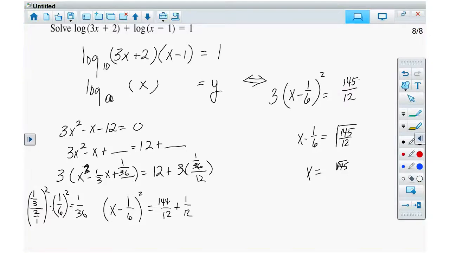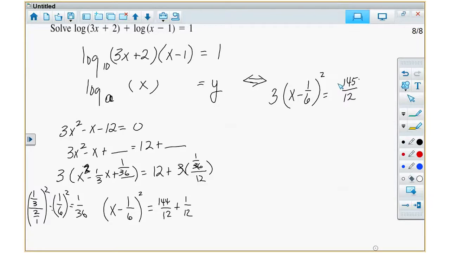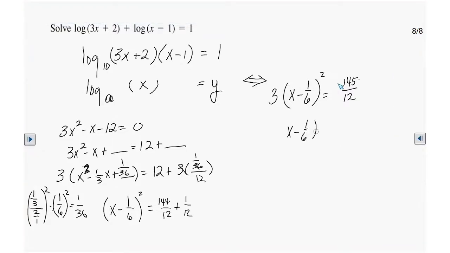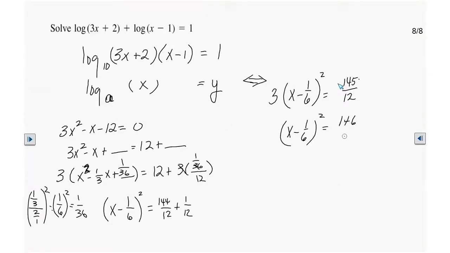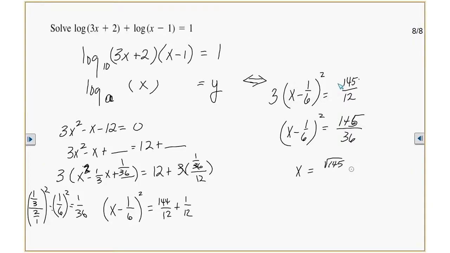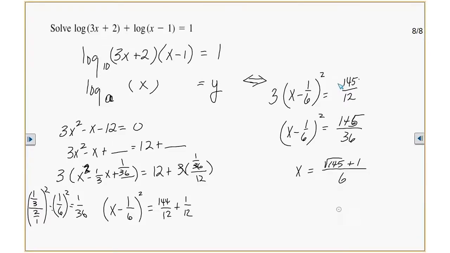I knew I was going to have to rationalize the denominator, and that's a good indication sometimes that you're doing something wrong. So divide by 3, multiply by 1/3: (x minus 1/6) quantity squared is equal to 145/36. And that's going to be x is equal to the square root of 145 plus 1 over 6. That's positive or negative 12.1. However, they want the x in decimals.